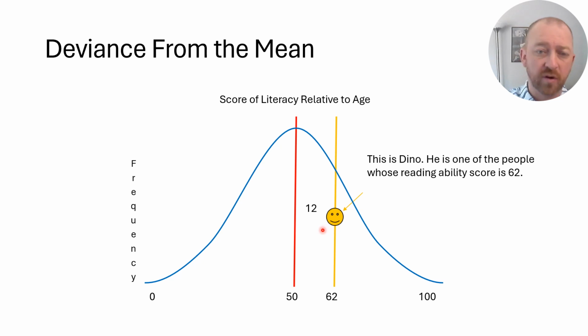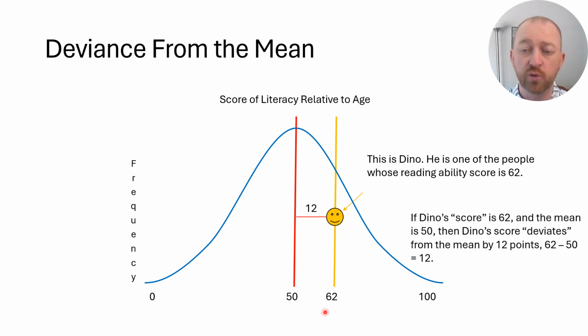And let's just take one person. Let's say we find this person. This guy's name is Dino, and he scored a 62 on this measure. So that means he's measuring quite a bit above his reading level age. So he's reading at a higher level than his age. Now, if his score is 62 and the average score, the mean score, was 50, then the difference between Dino's score and that average score is 12, right? Because 62 minus 50 is 12. So in other words, his personal deviation from the mean is 12 points on this particular scale.